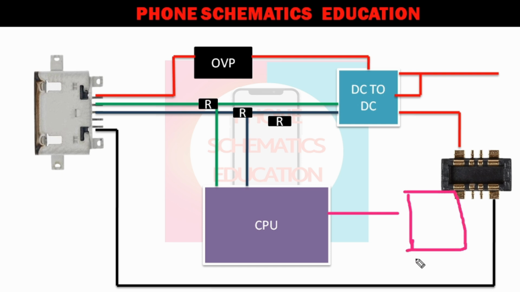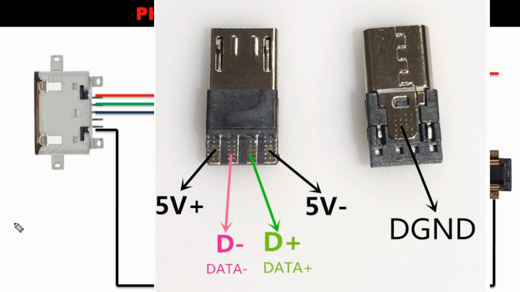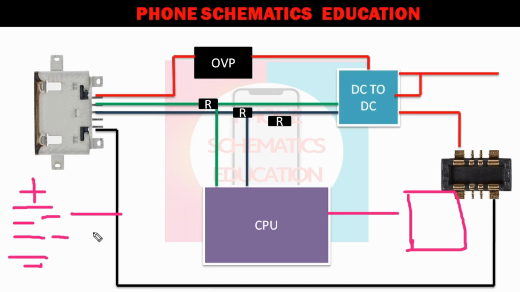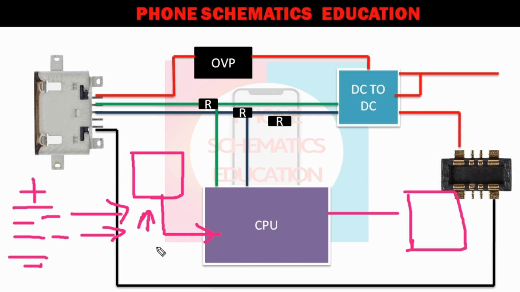So when you check a laptop USB, there are also 4 pins, right? Positive, negative, DM and DP. When you connect a data cable, DM and DP connect both these lines, and your laptop's main CPU connects to your phone's CPU.